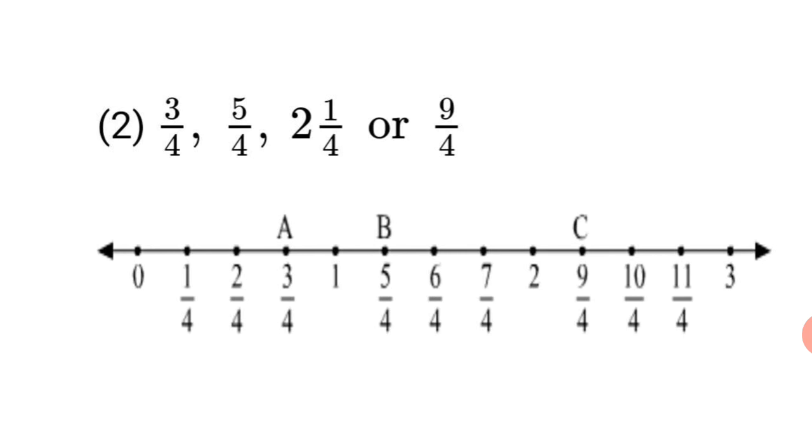Then we go further, 6 upon 4, 7 upon 4, 8 upon 4, 9 upon 4. 9 upon 4 is marked with letter C. So now we have all the questions answered. I hope you have understood this simple exercise.